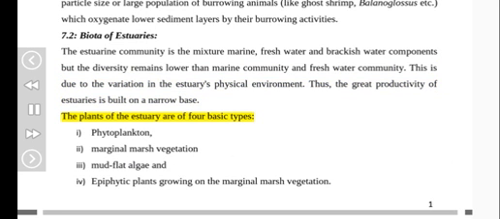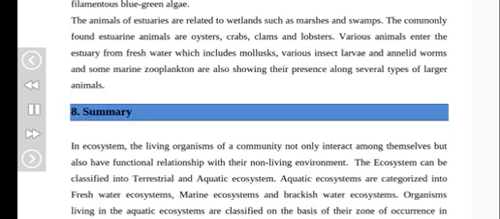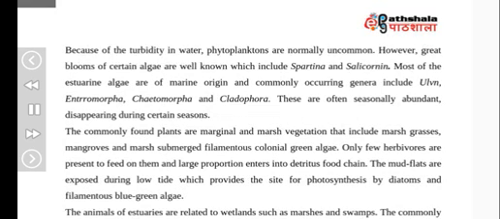The plants of the estuary are of four basic types. I. Phytoplankton. II. Marginal marsh vegetation. III. Mud flat algae and IV. Epiphytic plants growing on the marginal marsh vegetation. Because of the turbidity in water, phytoplanktons are normally uncommon. However, great blooms of certain algae are well known, which include Spartina and Salicornia.